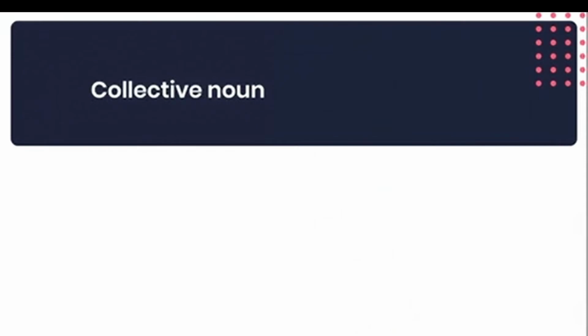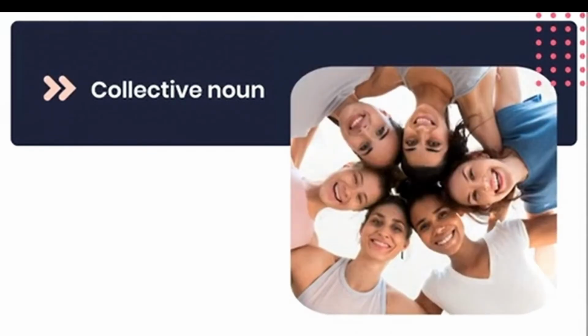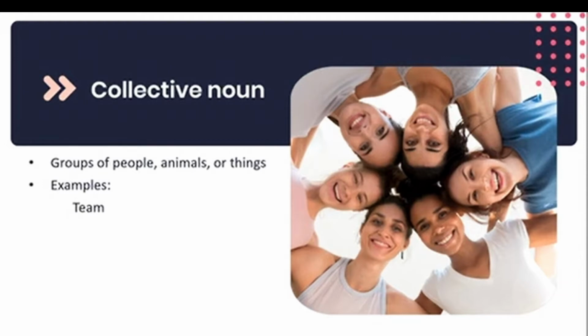The next type of noun is a collective noun. Collective nouns represent groups, whether it be groups of people, animals, or things. For example, team, crew, family, and class. Even the word group itself is a collective noun.